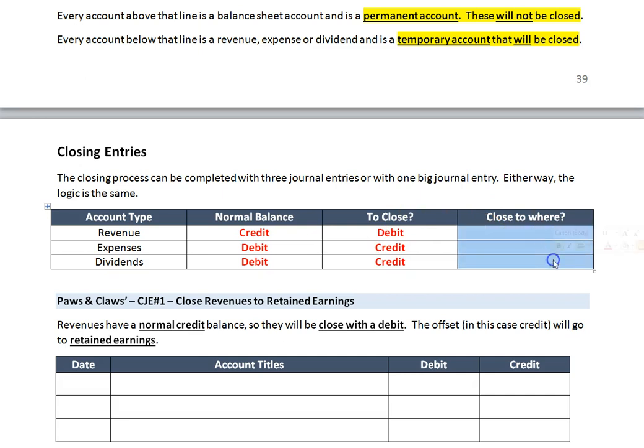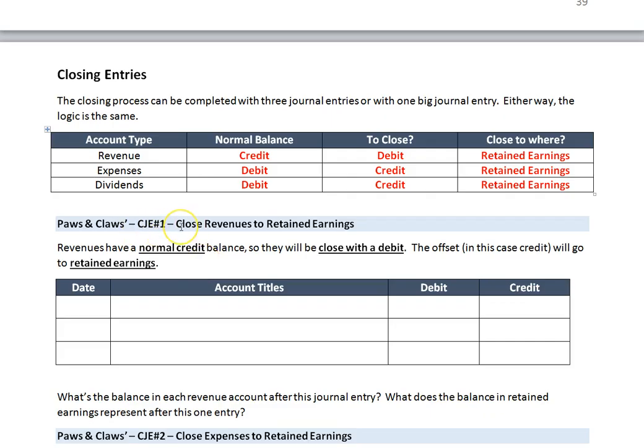Closed to where? This is simple. They all get closed to retained earnings. So we're going to do this in a three-step process. Basically taking revenues, closing revenue as step 1. Expenses will be step 2, and then dividends will be step 3. And then I'm going to show you a way to do it all in one big journal entry.